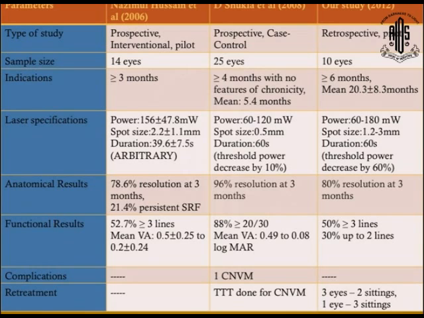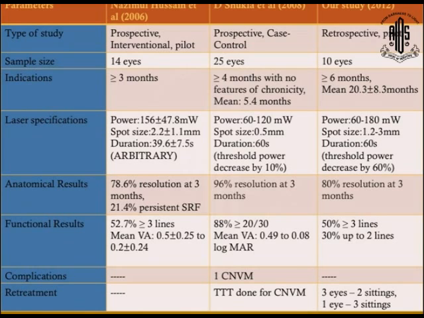For anatomical results, Nasmulisan had almost 78% resolution at 3 months, D. Shukla had almost 96% resolution, and we had a good success rate of 80% resolution at 3 months. Functional results were nearly the same. 50% of patients had more than 3 lines improvement in the Nasmulisan series, with 88% of patients having 20/30 or better vision in D. Shukla et al. We had around 50% of patients with more than 3 lines improvement, and 30% with 2 lines improvement. So overall it was around 80% visual acuity gain in our patients.